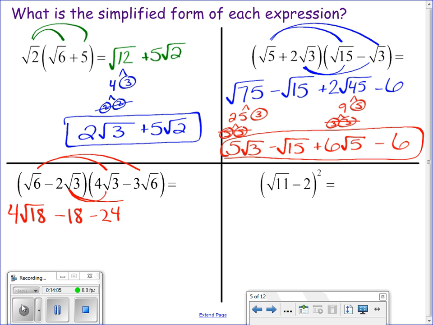And then we distribute here. So negative 2 radical 3 times negative 3 radical 6. Good. That would be a positive 6 radical 18. Right? Because you have two negatives, which make a positive. 2 times 3 is 6. Radical 3 times radical 6 is radical 18.